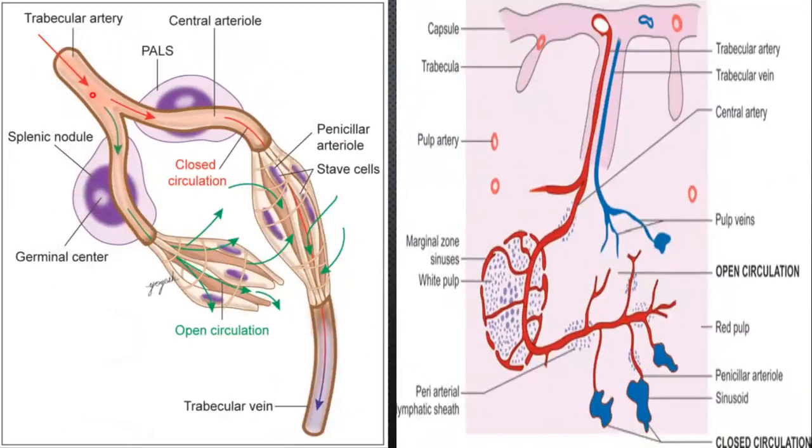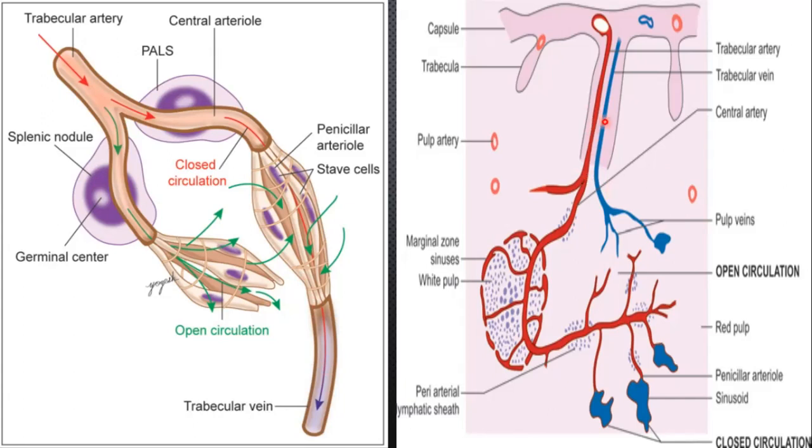So here you can see the trabecular artery. You can see this central arteriole, which will finally form the ellipsoids after forming the penicillar arterioles. In closed circulation, it opens directly into the splenic sinusoids. You can see they are lined by the stave cells, and you can see how elongated they are. In the open circulation, it will open into the splenic cords of Billroth. Then blood from the splenic cords of Billroth will eventually reach the sinusoids. Sinusoids drain into the trabecular vein, which will form the splenic vein.